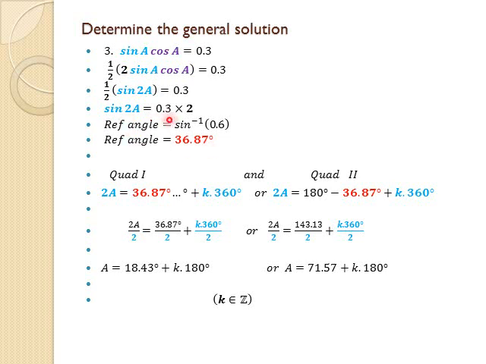Right, now in which quadrants is sine positive? Quadrant 1 and quadrant 2. So there 2A equals 36,87 for quad 1 plus K360, and for quadrant 2, 2A equals 180 minus my reference angle plus K360. If I simplify further, always I want A on its own, the angle, so I divide by 2 right through for all of them. 36,87 divided by 2 gives me 18,43, and K360 divided by 2 gives me K times 180. 2A divided by 2 gives me A, 143,13 divided by 2, so 71,57, and there K180, and K is an element of the integers.